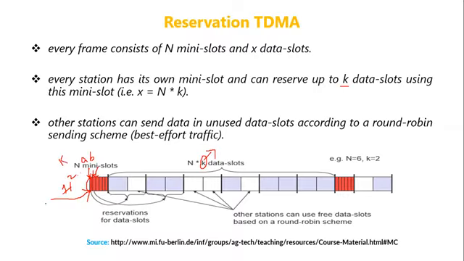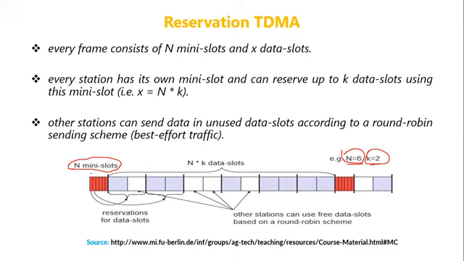This diagram is an example where n is equal to 6 and k is equal to 2. Here n represents the number of users and k represents the maximum number of slots each user can reserve. We know that each frame will have n mini slots and n into k data slots. So here the number of mini slots is 6.